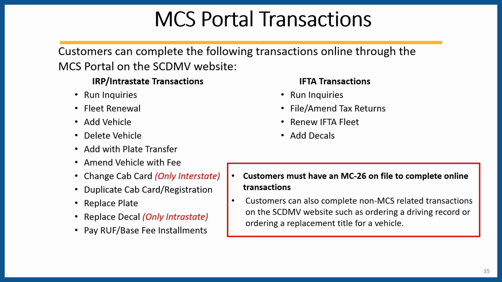Some things you can do in the online MCS trucking portal include running inquiries that will give you all kinds of information about your account, renewing your registration and fuel tax licenses, adding or removing vehicles from your fleet, transferring old apportion plates from sold vehicles to new vehicles you purchase, increasing your truck's gross vehicle weights, updating the details on your cab cards, like names and addresses, reprinting your cab cards and IFTA licenses, ordering replacement plates and decals, making installment payments on your apportionable fees, and filing tax returns.